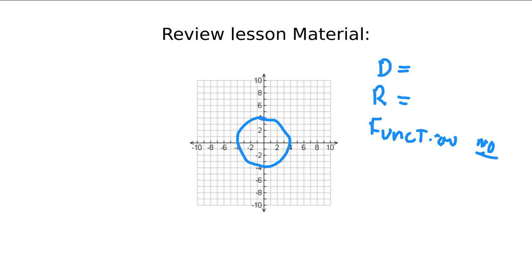D equals -4 to 4. I wouldn't. You've got to put either brackets or something in there so I understand. Okay, so domain, I agree the domain is this. You've got to have square brackets there. Okay, and what is the range? Range is the same thing, right?